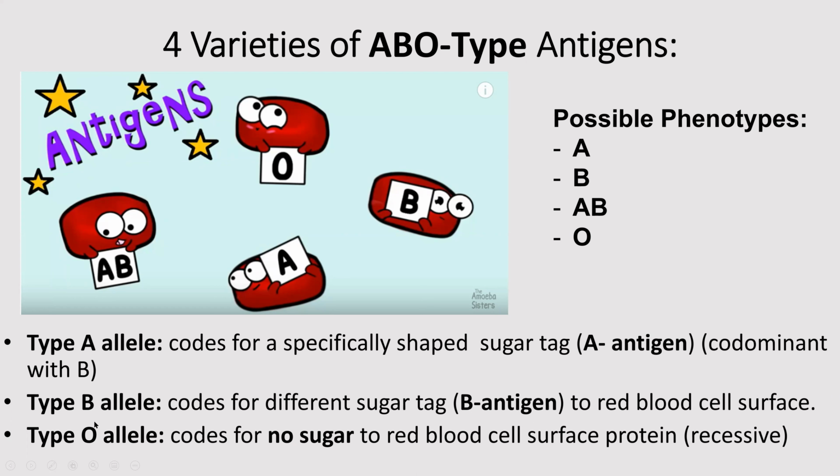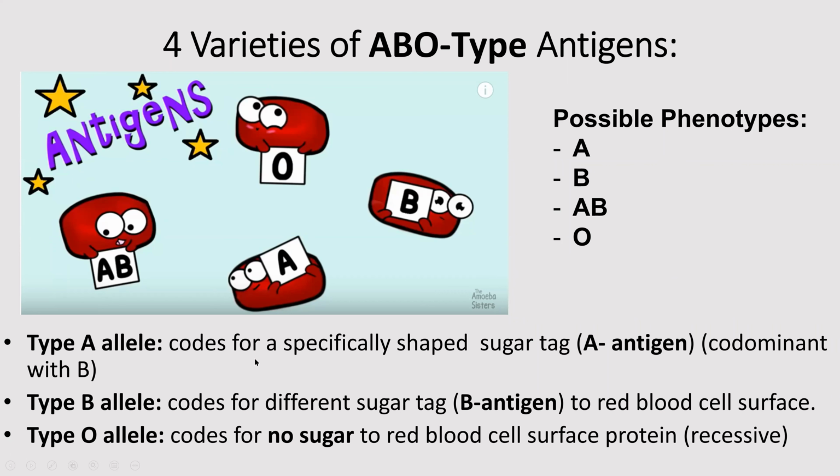The type O allele, so this is not like a simple big D, little d, this is 3 different combinations. So the type O allele actually codes for no sugar tag at all to be on the red blood cell surface. So if someone has type O blood, they don't have any sugar tags on the surface that are A or B. They're just kind of naked.